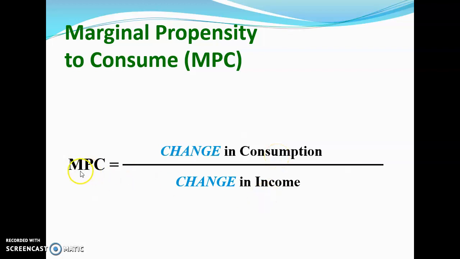So the formula for the MPC is equal to the change in the consumption divided by the change in the income. Whenever your income is going to change, it is going to lead to some change in your consumption, and by dividing both of the changes, that is the change in the consumption and the change in the income, we are going to get the value of the MPC.